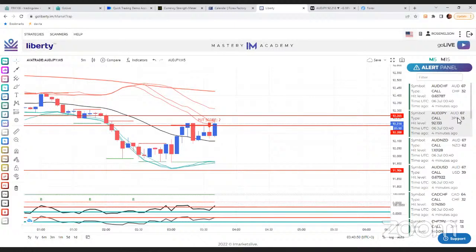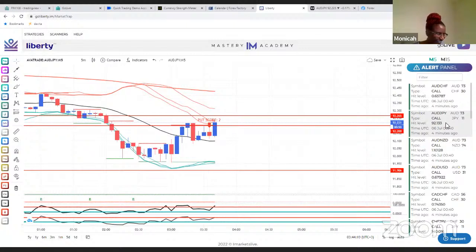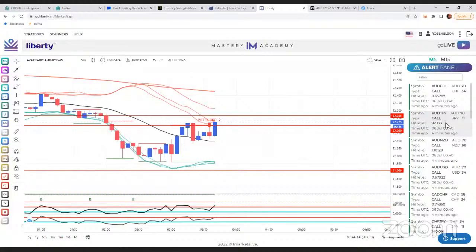Look at that, AUD has gone so strong. Look at that ridiculousness. Yeah, I'm sure Monica probably went in for a buy. Somebody went for a buy. Guilty. Aha, I knew one of y'all was going to go for a buy.